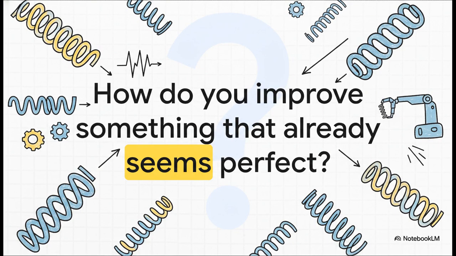And that really is the question, isn't it? How do you improve something that seems, well, perfect already? It turns out that simple coil of metal we all picture is hiding some unbelievable complexity and, honestly, a huge potential for innovation. So this isn't just about making a better spring. We're talking about totally reimagining what a spring can even be.